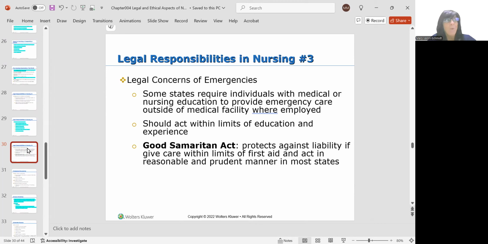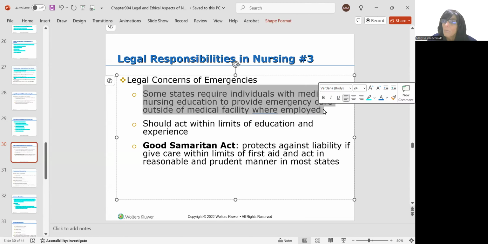There are some states that will require nurses with our education to work in the event of an emergency. I'll give you an example. I have a Florida license, and if there's a hurricane and they need help, nurses that are licensed and living in Florida, we have to go help. Okay. And that's just the right thing to do, right? Just the right thing to do.